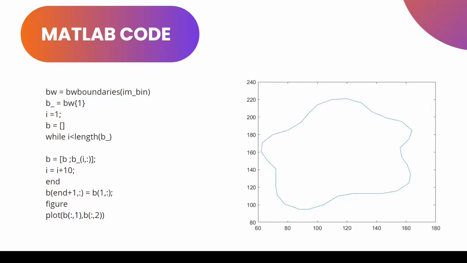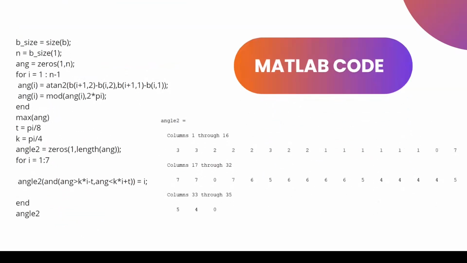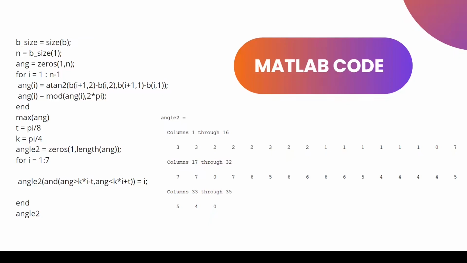In the next part of the MATLAB code, we are defining a variable called ANG. In this variable, we are saving the slope angles of all the 2 consecutive points of the previous variable array small b. After that, we are creating another variable called angle2. In this variable, we are mapping the angles which are present in the angle variable to 0, 1, 2, 3, 4, 5, 6 and 7, where 0 to 7 corresponds to A, B, C, D, E, F, G and H. The output of angle 2 can be seen on the right side of the slide.